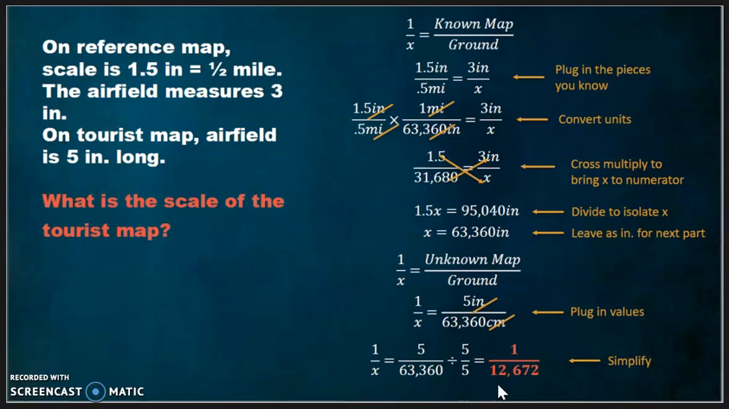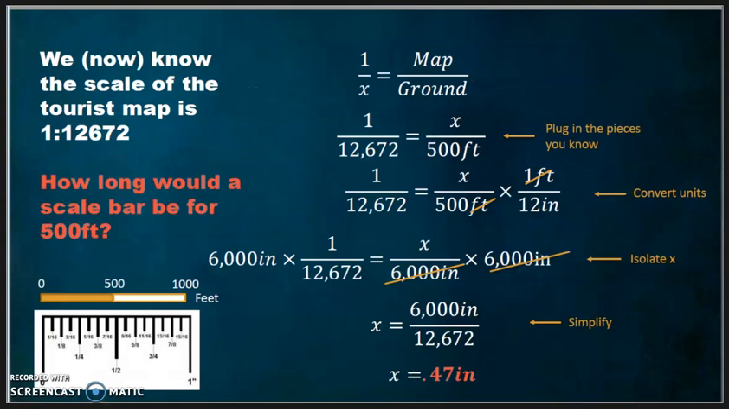And so we get a representative fraction for this tourist map of 1 unit to 12,672 units. So what if we wanted to create a scale bar for the tourist map? We now know the scale of the tourist map is 1 unit to 12,672 units. So we want to know how long would a scale bar be for 500 feet.